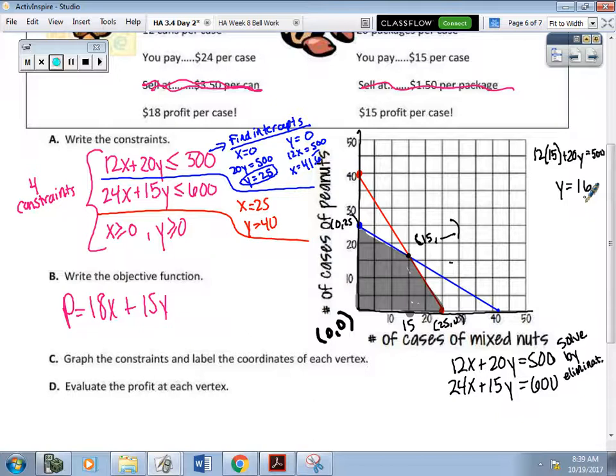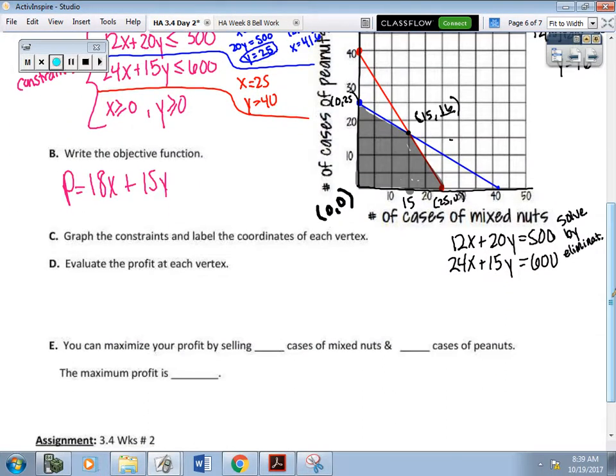whenever we multiply, subtract, and divide. Okay, and then of course we have to evaluate each of those vertices using our profit function, our objective constraints.